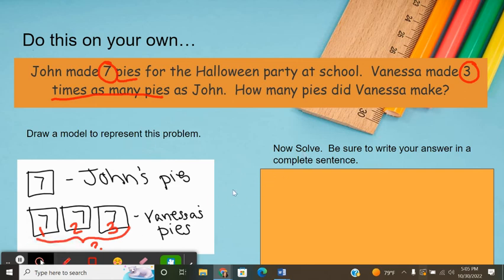Now go ahead and solve. Be sure to write your number sentence, putting that question mark in the unknown, and then be sure to write your answer in a complete sentence. Go ahead.